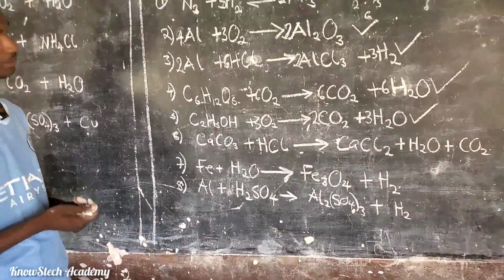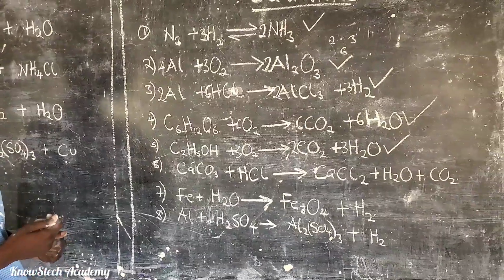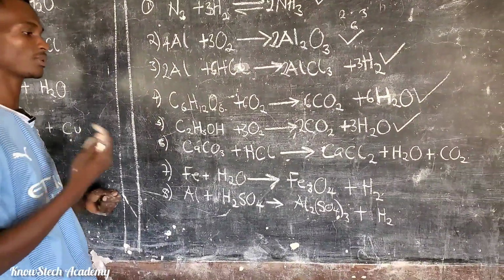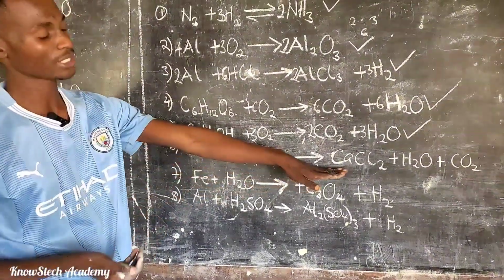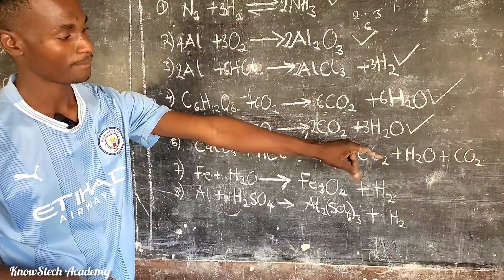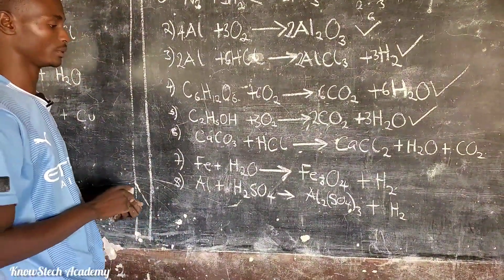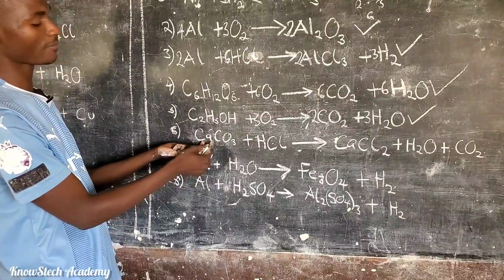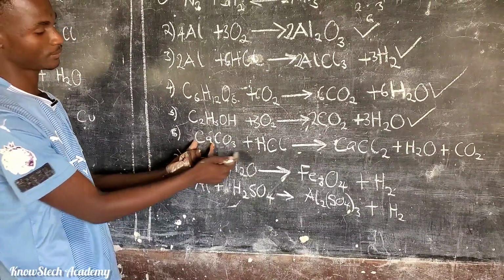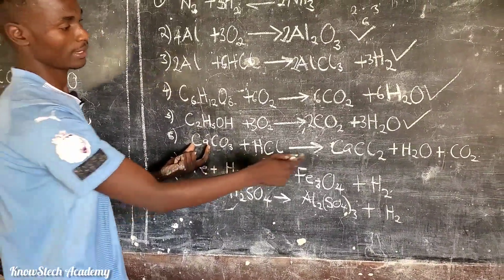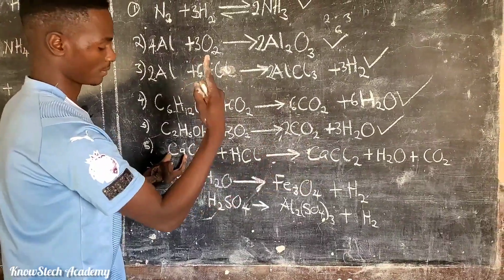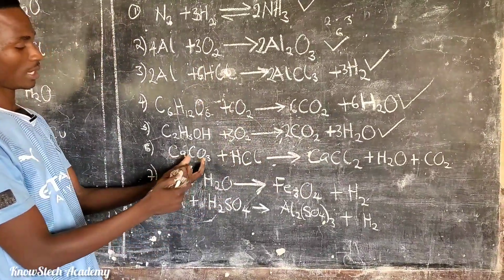Okay, so now calcium carbonate reacting with dilute hydrochloric acid to produce 3 products: calcium chloride, water, and carbon dioxide. Very good. So we have 1 atom of calcium on the left hand side. Even here we have how many atoms? 1 atom.